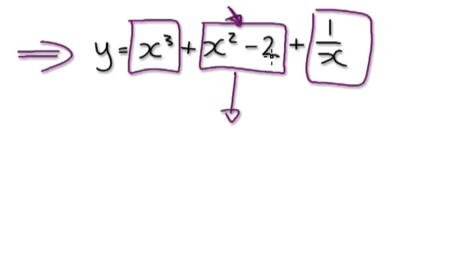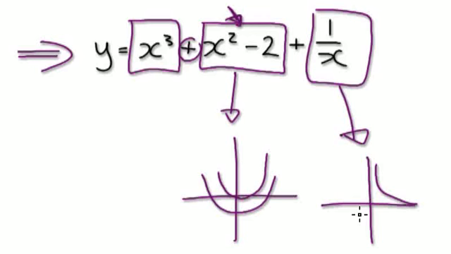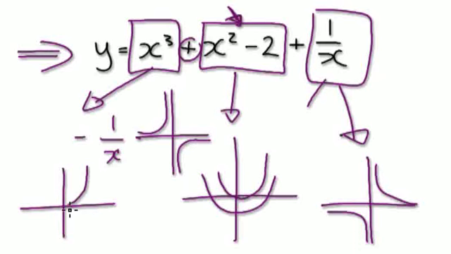So this x squared minus 2, remember this is a positive x squared. So x squared minus 2 will look something like this. Okay, and this bit here, 1 over x, will look something like this. And if you have minus 1 over x, it will look something like this. Okay, and this bit here, x to the power 3, it will look something like this.